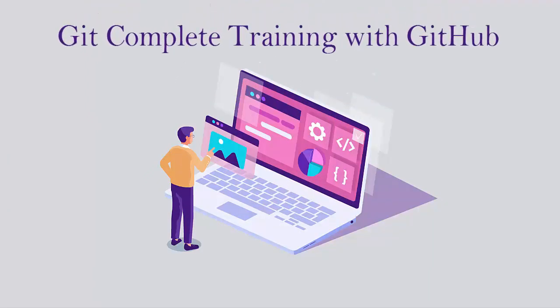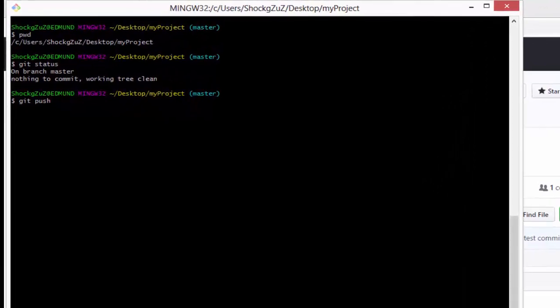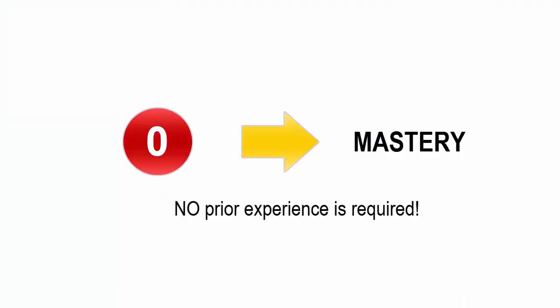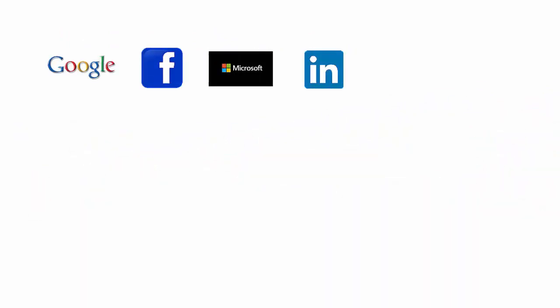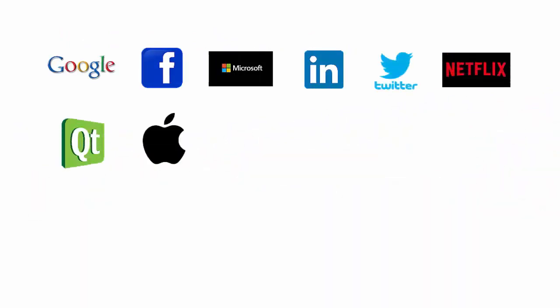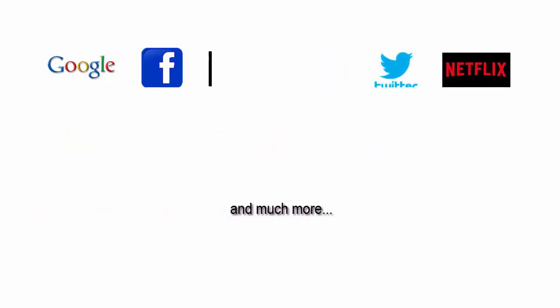Welcome to Git Complete Training with GitHub. This course is a step-by-step approach to the modern workflow in Git from zero to mastery. Git is the most popular open source version control system in the world. It is used by tech giants like Google, Microsoft, Apple, Facebook, LinkedIn, and much more.